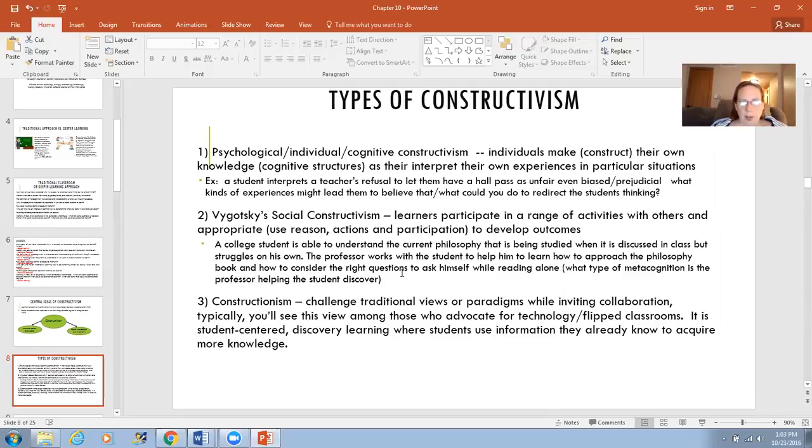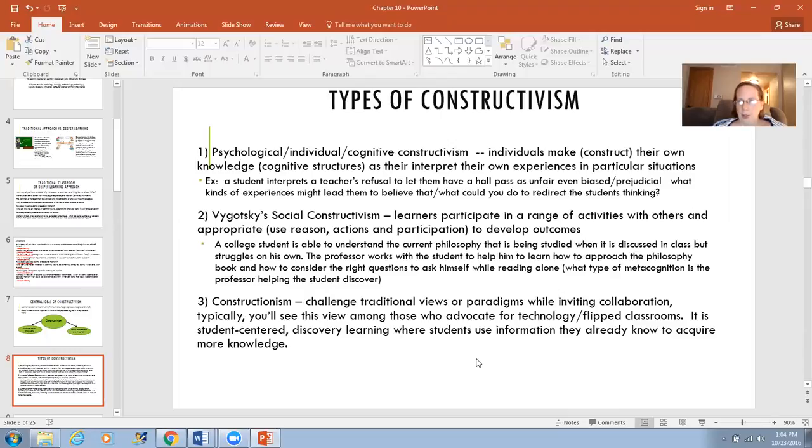Okay, so Vygotsky's social constructivism is another type of constructivism. And within this, learners participate in a range of activities with others and appropriate. They use reasons, actions, and participation to develop outcomes. So here's an example. The college student is able to understand the current philosophy that is being studied when it is discussed in class, but struggles on his own. The professor works with the student to help him learn how to approach the philosophy book and how to consider the right questions to ask himself while reading alone.